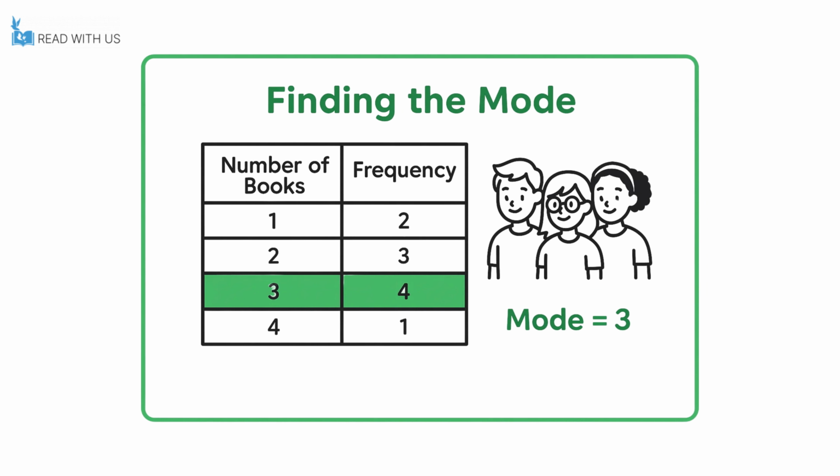To find the mode, we simply look for the value with the highest frequency. In this example, 3 books has the highest frequency for students. So the mode is 3.